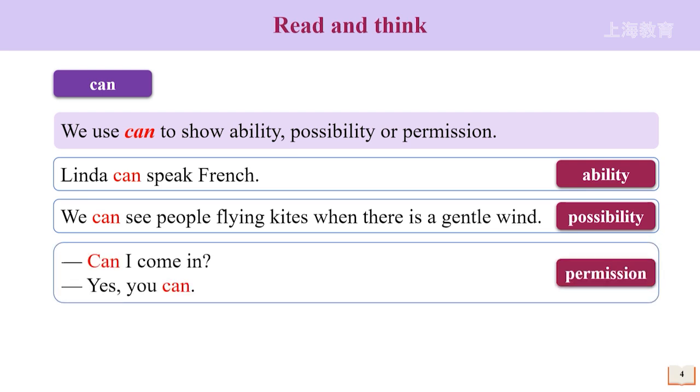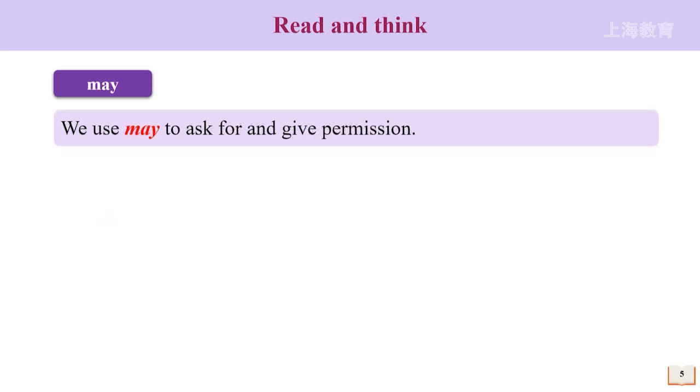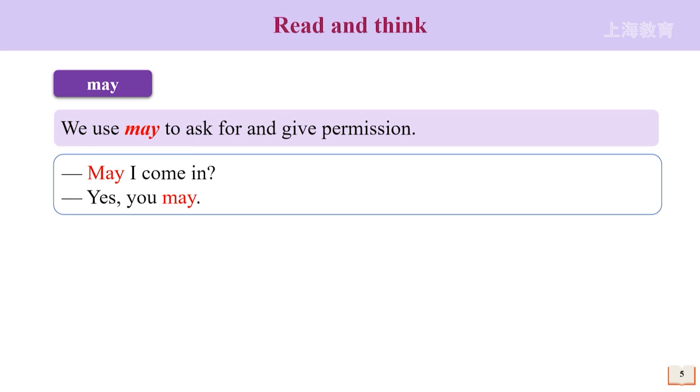We use can to ask for or give permission. For example, can I come in? Yes, you can. 第一个 can 用于请求，第二个则表示许可。We also use may to ask for or give permission. For example, may I come in? Yes, you may.